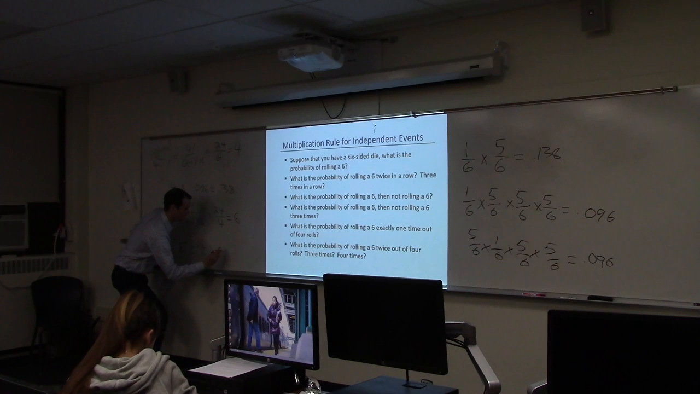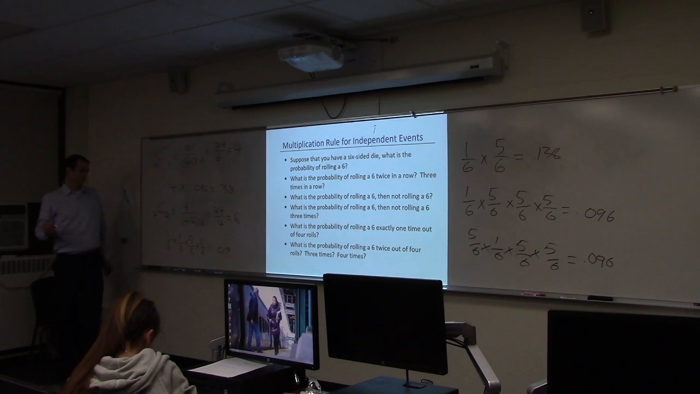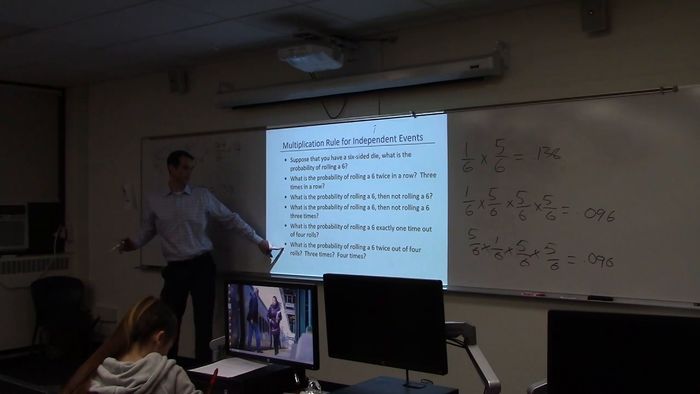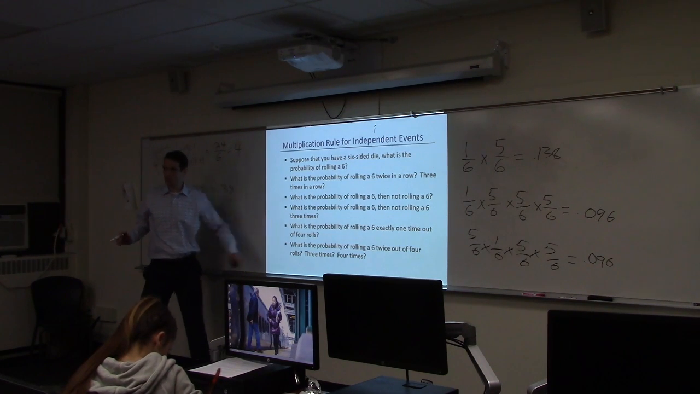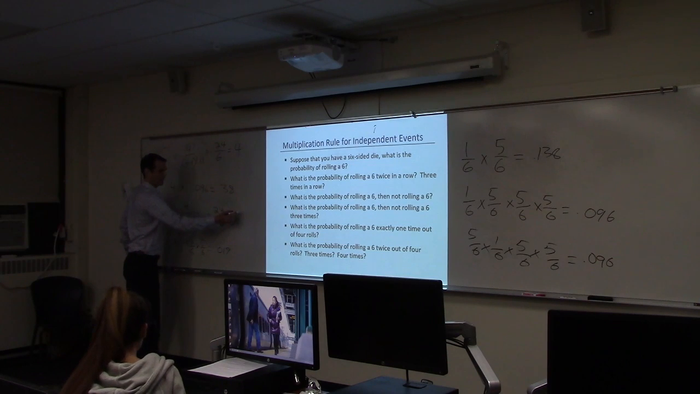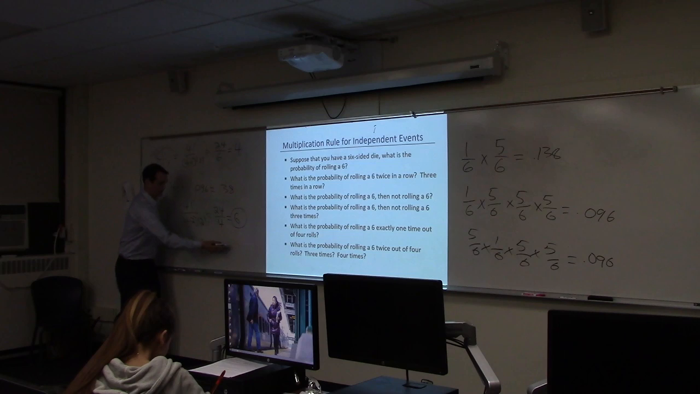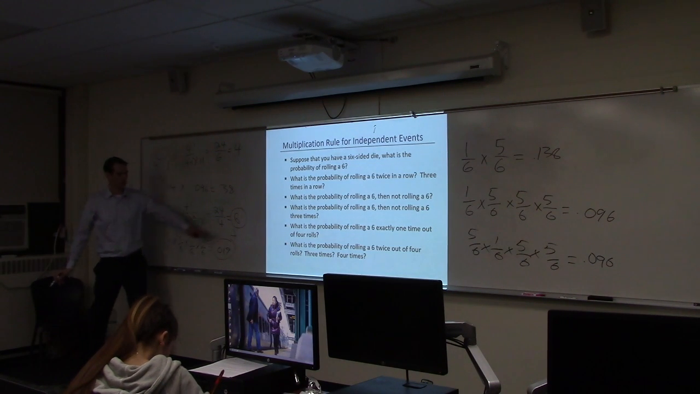0.019. All right. So, in order to answer this question, what is the probability of rolling a 6 twice out of 4 rolls? I'm going to take the number of combinations, the ways that could happen, times the probability of it happening each time. So I'm going to take 6 times 0.019.